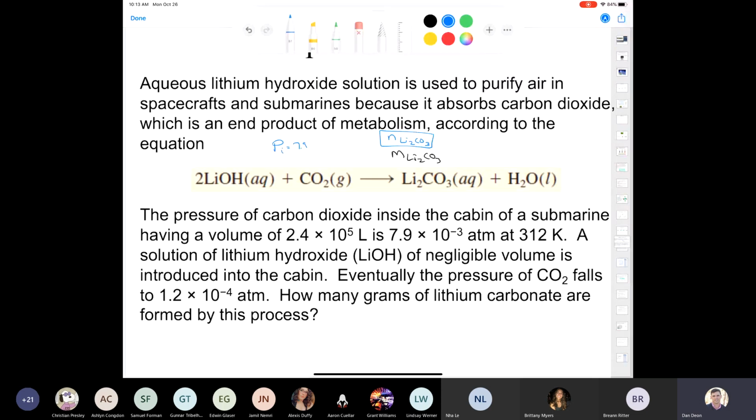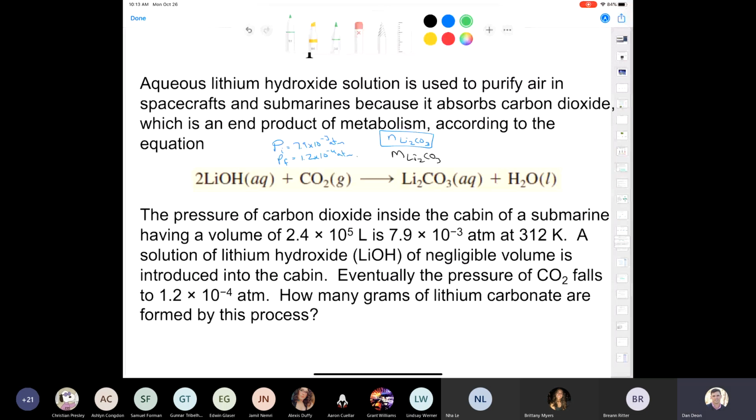7.9 times 10 to the minus 3 atmospheres. And then we're given a final pressure, which is 1.2 times 10 to the minus 4 atmospheres. So we get an initial pressure and a final pressure. You can also see that the stoichiometric ratio of carbon dioxide to lithium carbonate is 1:1. So that actually kind of makes it a little bit easier, right?